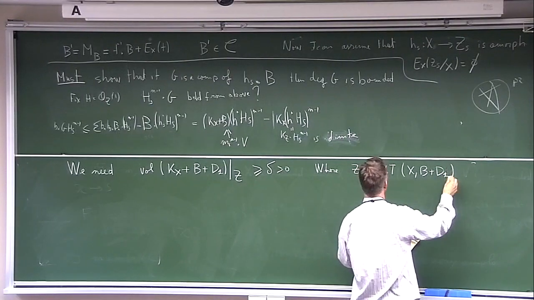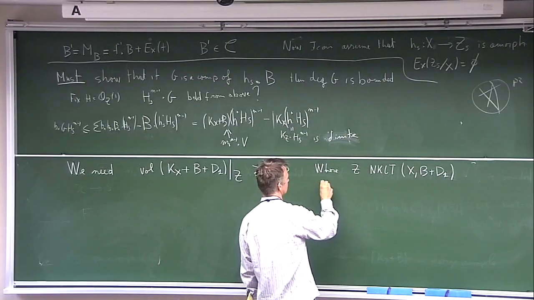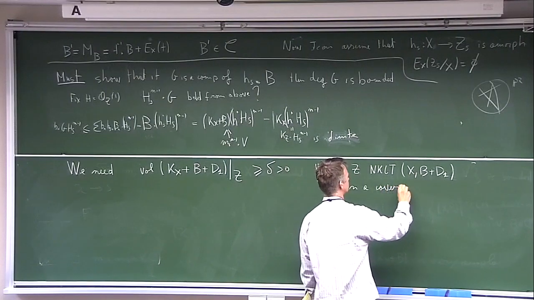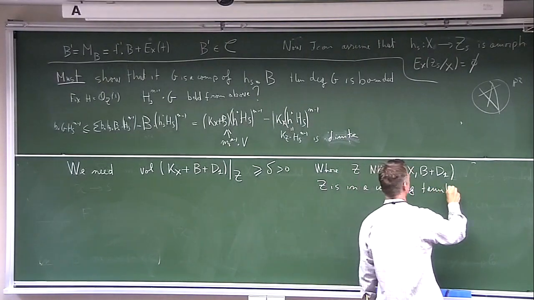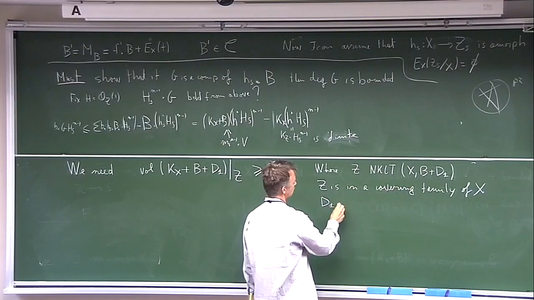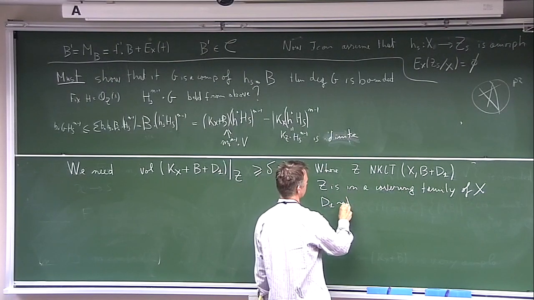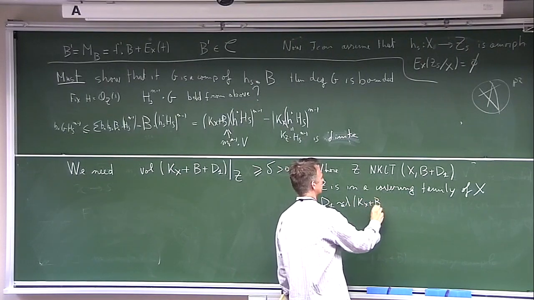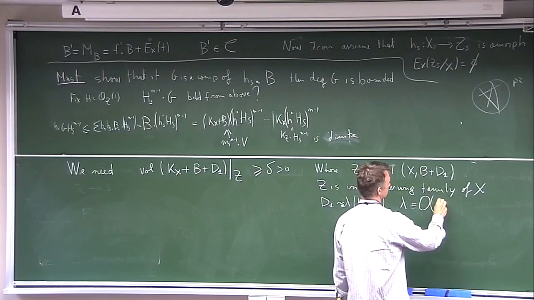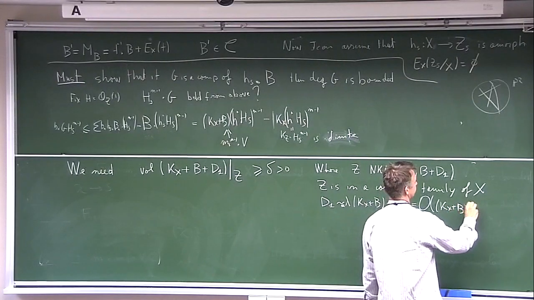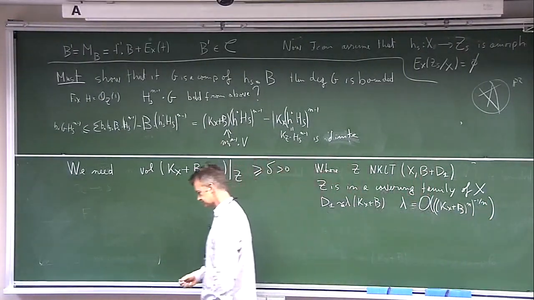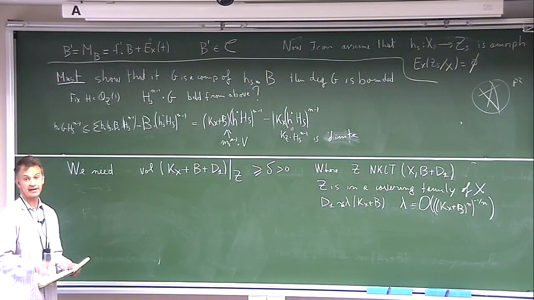The Z is in a covering family of X, and if you remember, D1 was linearly equivalent to lambda times Kx plus B, where this lambda is given by a linear function in the volume. I guess in the reciprocal of the nth root of the volume. That's the kind of thing we need. And now we get to your question.